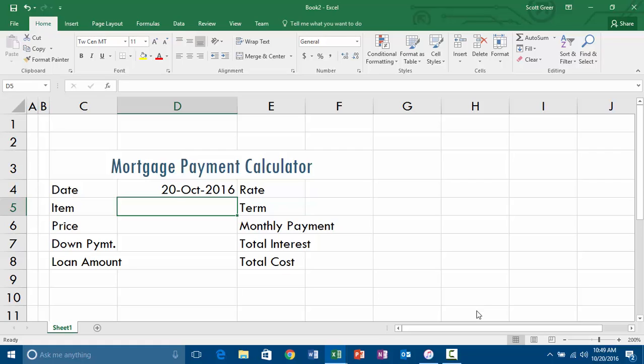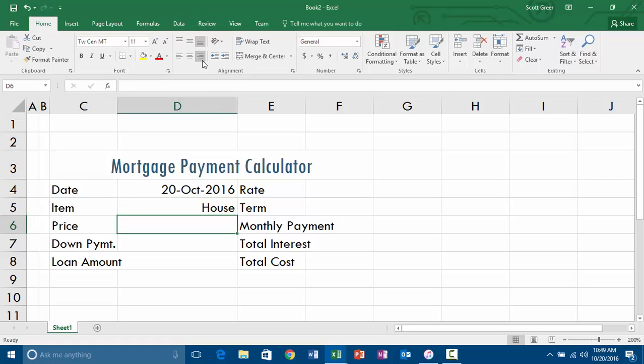In this next section, we're going to type in here, this is what are we buying? Okay, this is a mortgage calculator. We're going to buy a house, so we're just going to type that in. I'm going to right justify that, which is this button under alignment. So it's going to go all the way over to the right. So justification just gives it an anchor to which side of the cell it's going to be on.